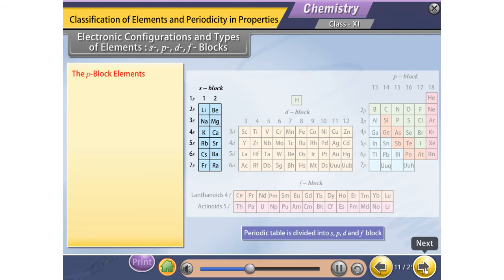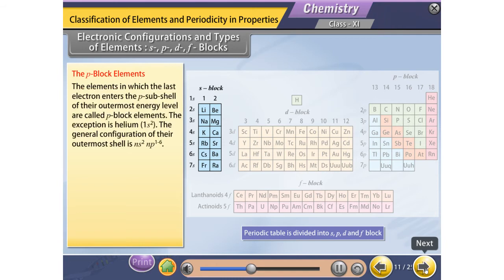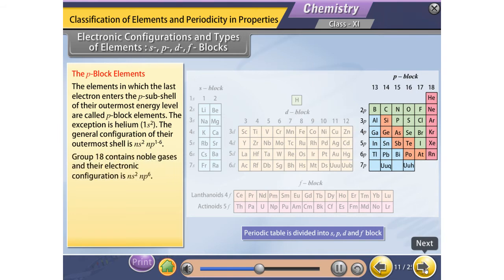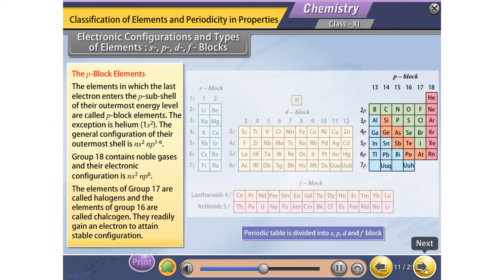The p block elements. The elements in which the last electron enters the p subshell of their outermost energy level are called p block elements. The exception is helium. The general configuration of their outermost shell is ns2 np1-6. Group 18 contains noble gases and their electronic configuration is ns2 np6. The elements of group 17 are called halogens and the elements of group 16 are called chalcogen. They readily gain an electron to attain stable configuration.